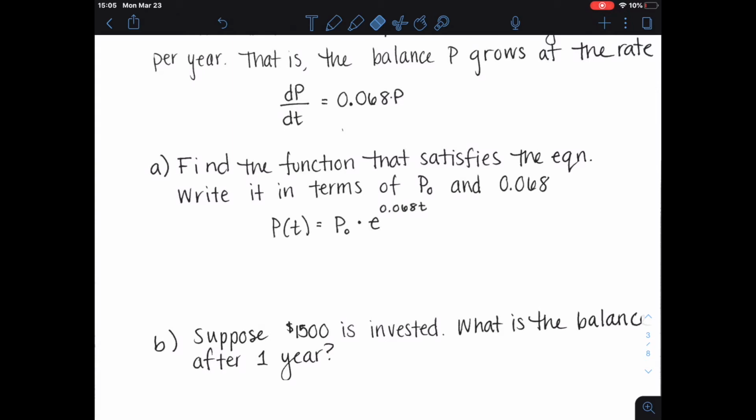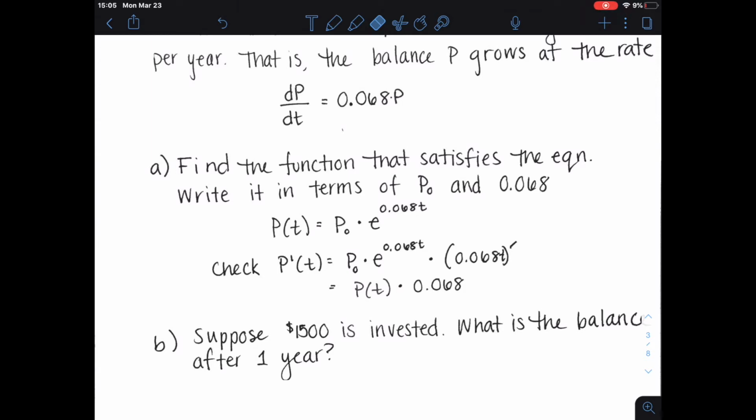Okay? So we have the exponential function, the constant out front of P becomes your exponent. So the function that satisfies it is P of t equals the initial amount times e to the growth rate, which is 0.068 times t. And you can go ahead and check it, take the derivative, you get exactly the same function back, but chain rule tells you you have to take the derivative of the inside, and the derivative of 0.068t is just the constant. So you get the differential equation back, right?